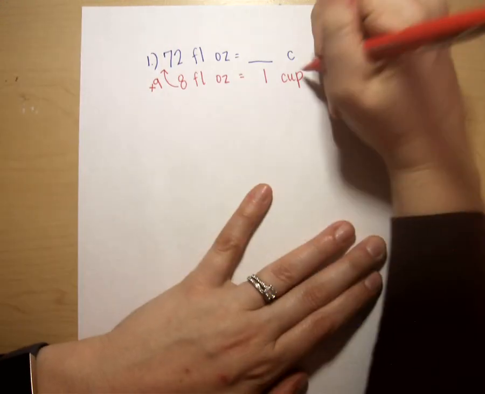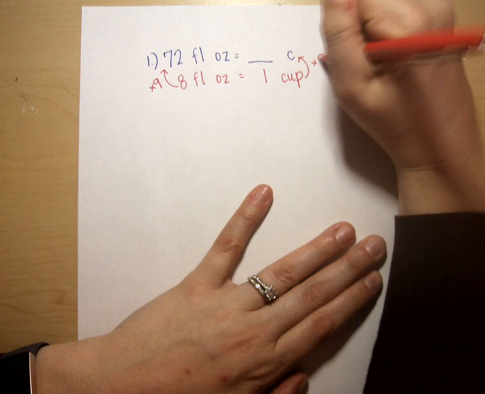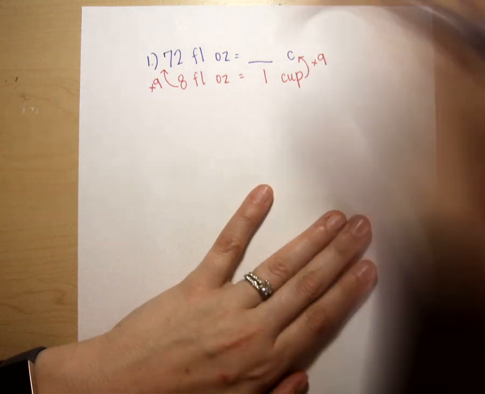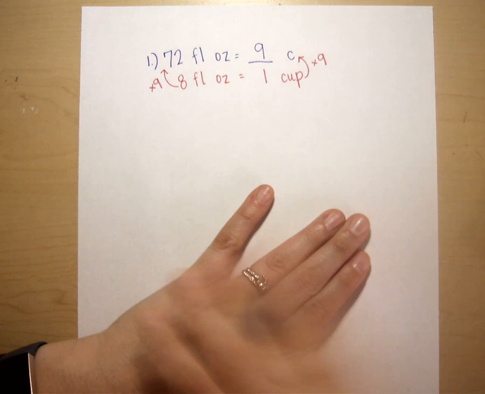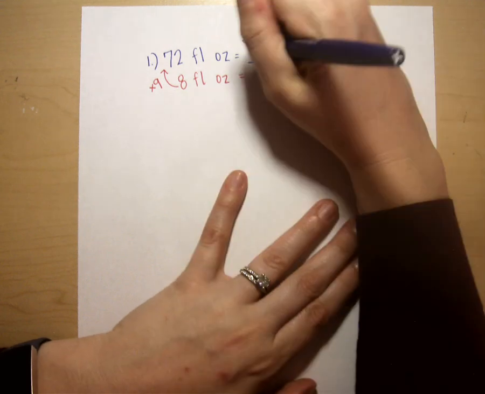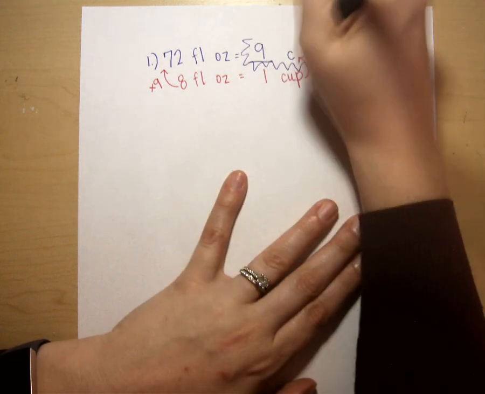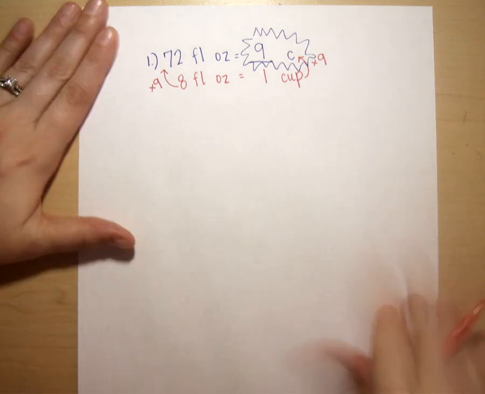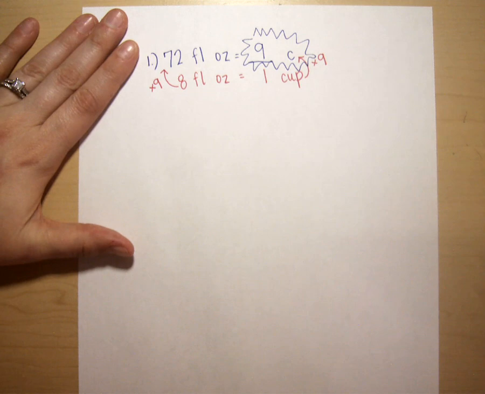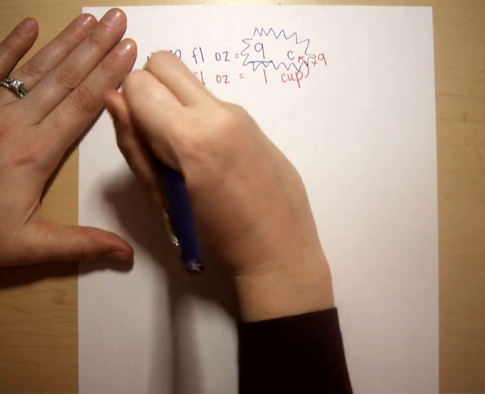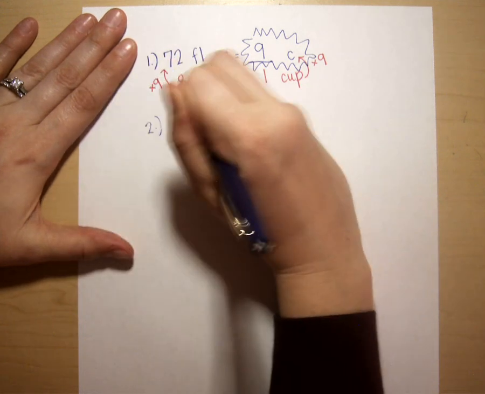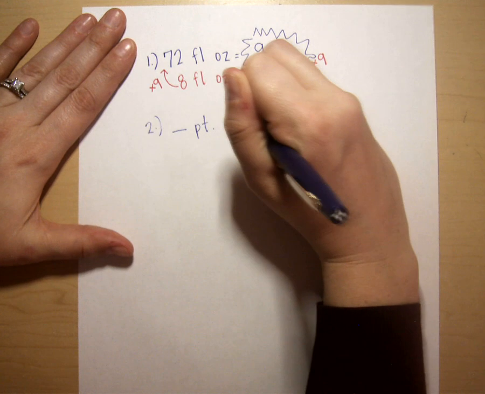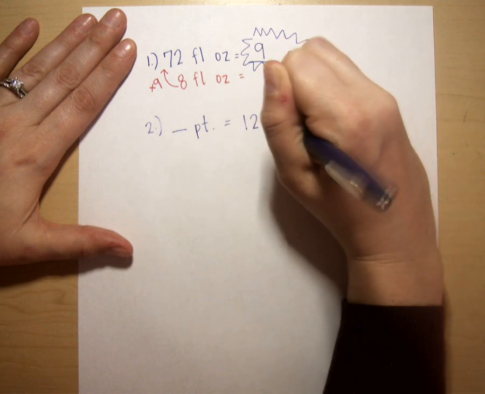So then I'm going to times this side by 9. So the answer would be 9 cups. Number 2. Blank pints equals 12 cups.